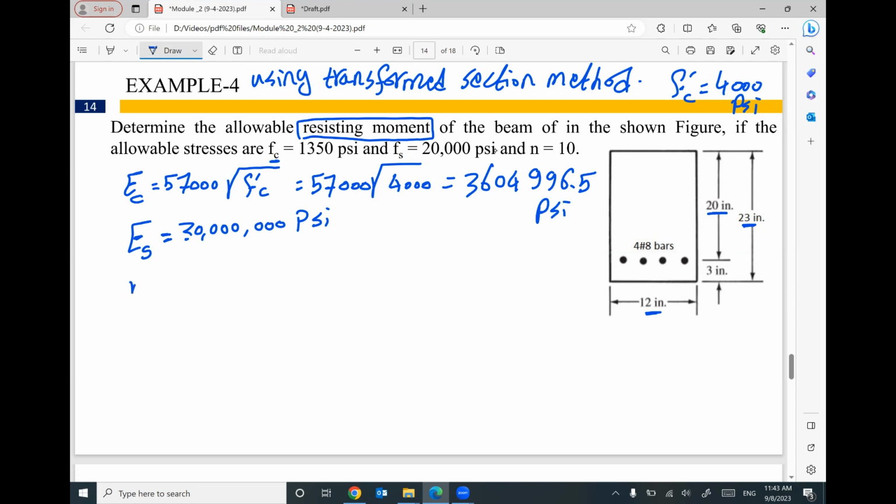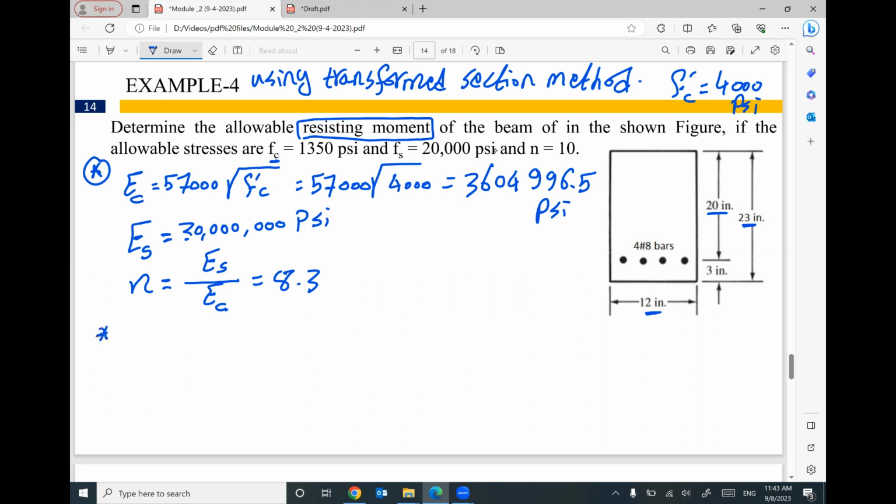Then the modular ratio is the ratio between E steel and E concrete. I will divide this number by this number. 30 million divided by this number will give you 8.3. This is the first step.